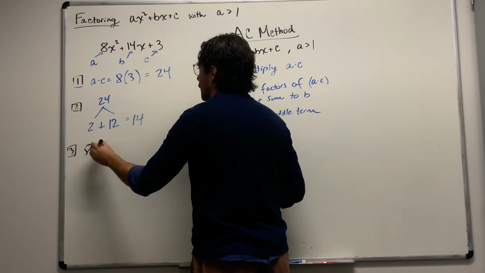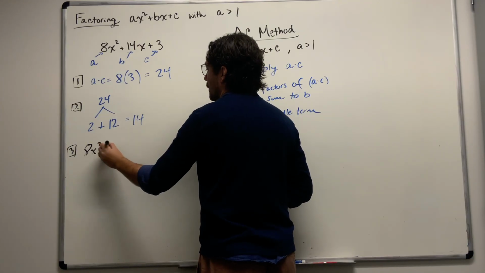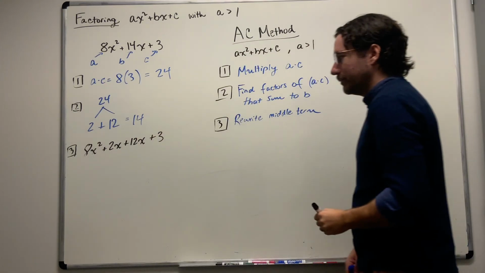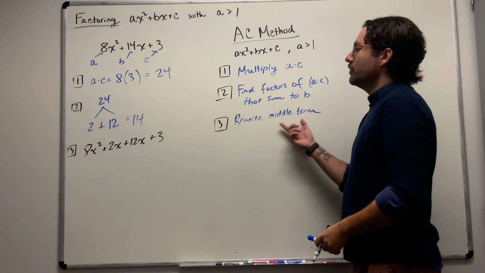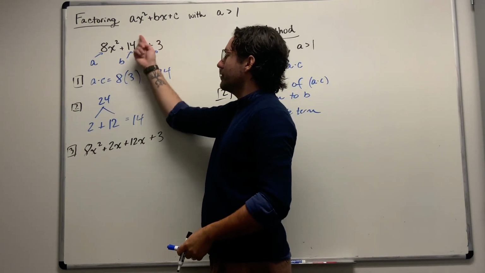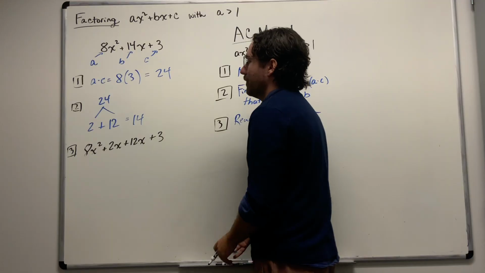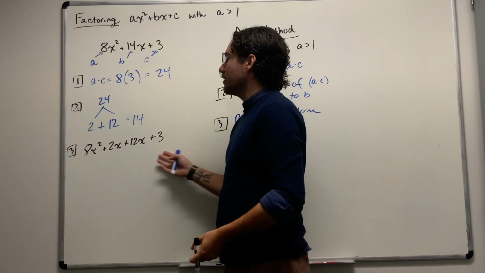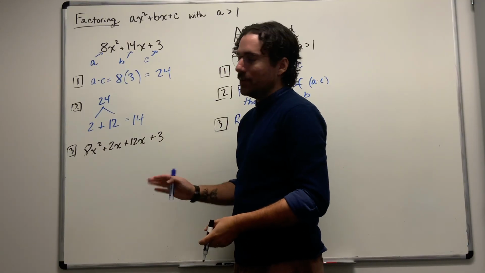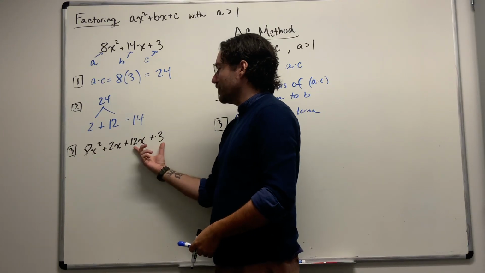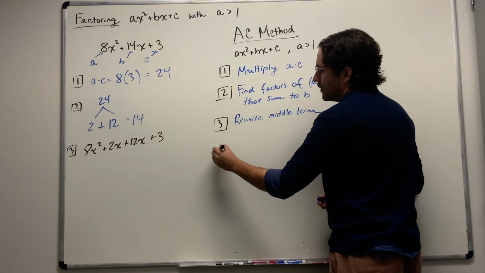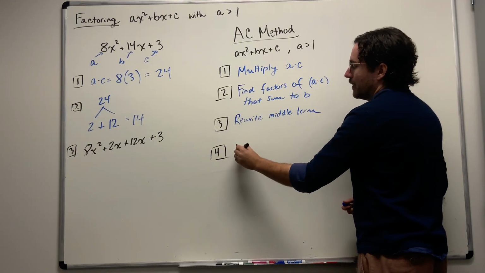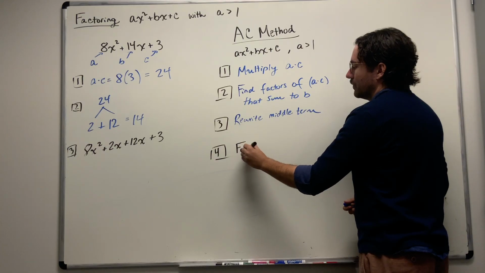So I have 8x squared. Instead of 14x, I'll say plus 2x plus 12x plus 3. So I rewrote this middle term, this b term, using the two numbers from our previous step. So I split this up. Now we have 4 terms. It looks like we're making it more complicated, but the reason for doing this is now we have 4 terms that we can factor by grouping. So I'll say step 4. From here on out, let's just treat it like a factoring by grouping kind of question.